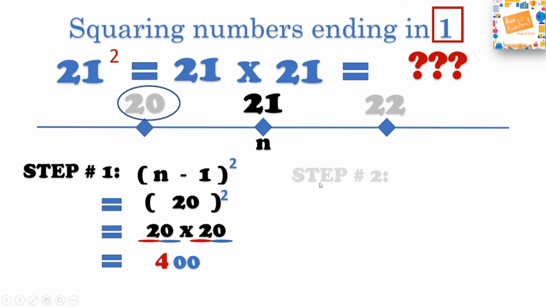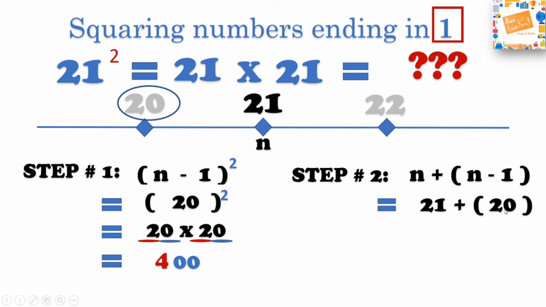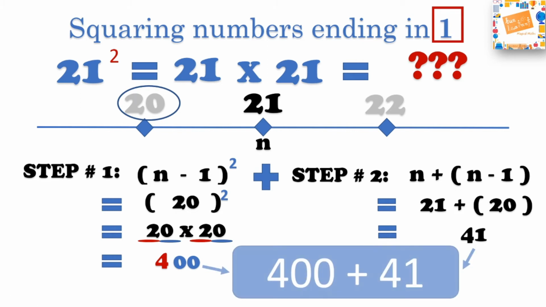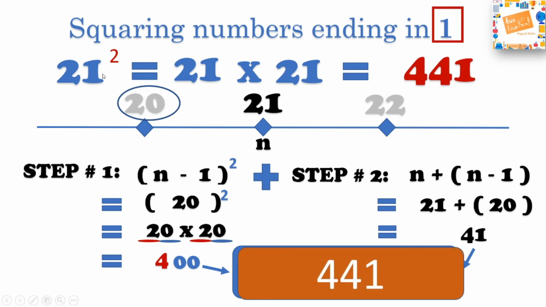Now let's go to the second part, which is step 2. Step 2 needs us to add the nearest 10 and 21 together. That is n plus n minus 1, which is equal to 21 plus 20. That is equal to 41. And now we need to add the answers of step 1 and step 2 together, which will give us 400 plus 41, that is equal to 441, which is the square of 21. You can try this answer on the calculator and verify this.